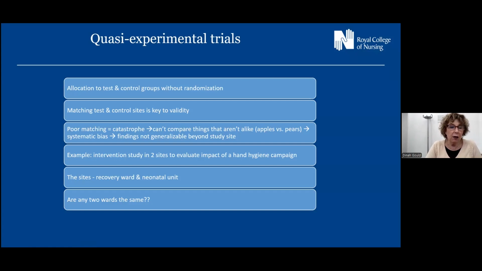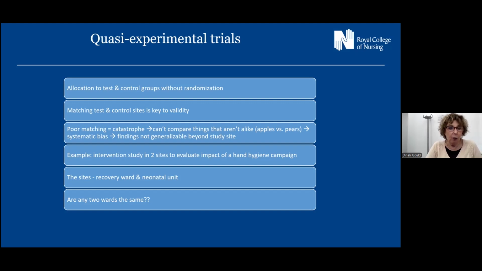So we have to try and compare a test group that does get the treatment with a control group that doesn't. And poor matching is a catastrophe because you can't compare things that aren't alike. Apples and pears are completely different. You can't say this is a nice apple and this pear isn't a nice apple, because the pear is not an apple. So you get systematic bias in this kind of situation.